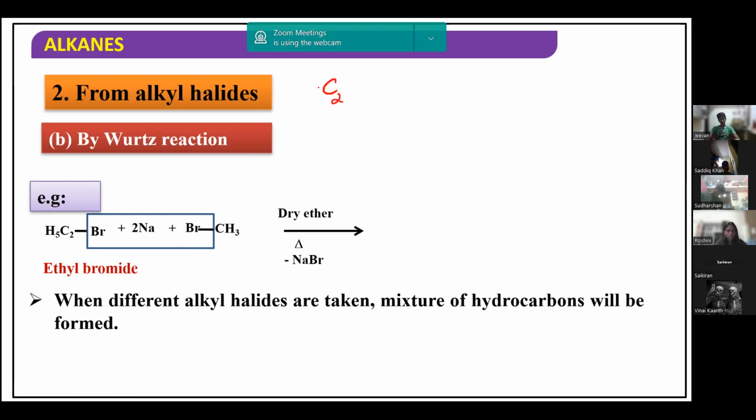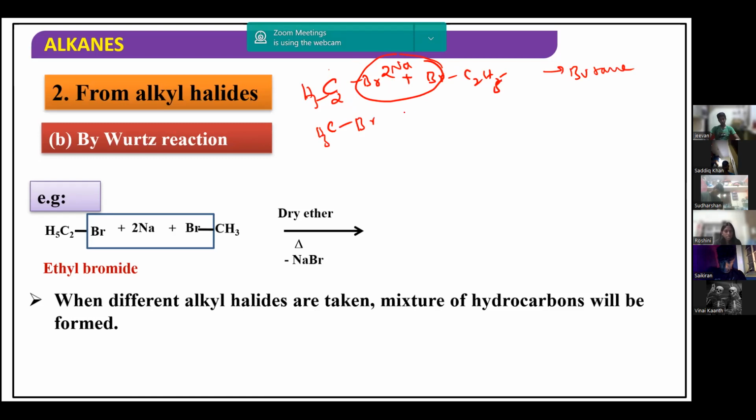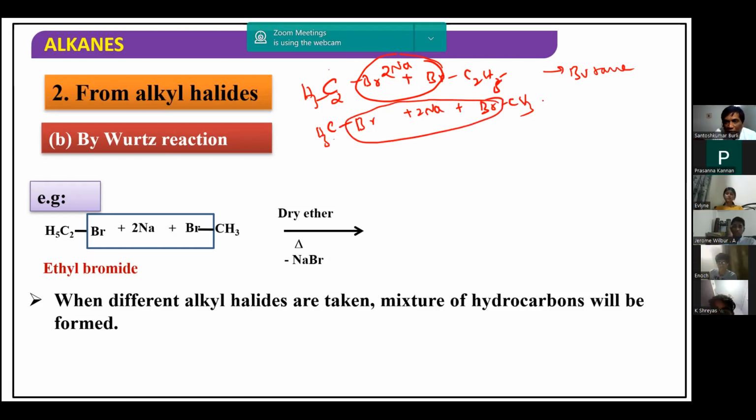But if there are two C2H5Br molecules, another C2H5Br molecule, if these two react with sodium in dry ether, then NaBr is lost, and the C2H5 groups will connect with each other. How many total carbon atoms now? 4, 2 plus 2. Butane you will get. Similarly, CH3Br and CH3Br you can take. These two also can react with sodium in dry ether, right? You can just remove the sodium bromide. CH3 will get connected. Ethane you will get, C2H6.